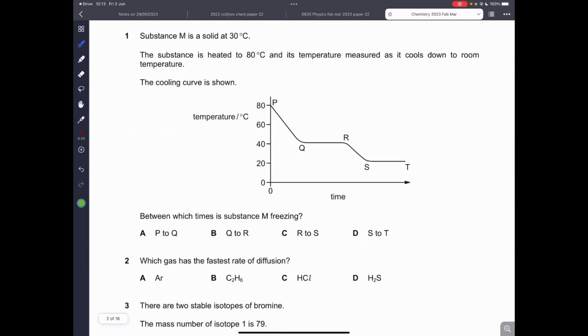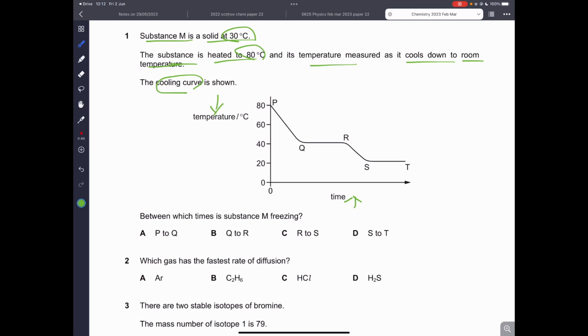Question 1. Substance M is solid at 30 degrees Celsius. The substance is heated to 80 degrees Celsius and its temperature measured as it cooled down from room temperature. What is this graph called? This is called a cooling curve. And as you can see, as the time increases, the temperature decreases, if you look at the graph.